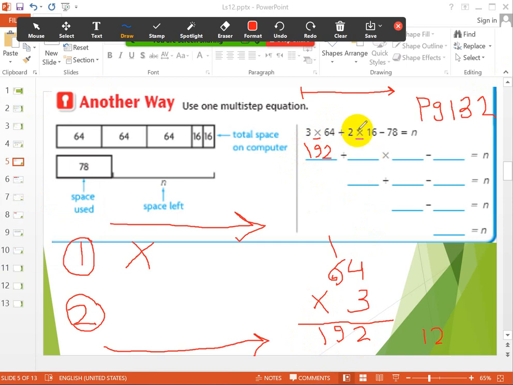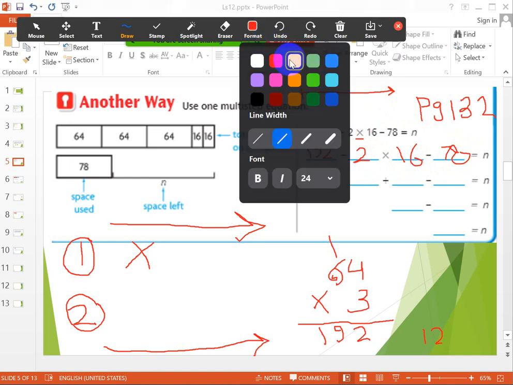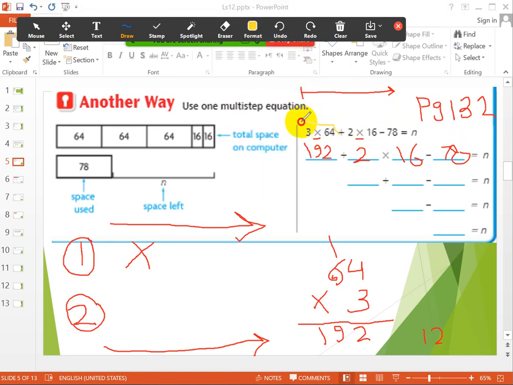For the next numbers, I will write them as they are: 2 multiply 16 minus 78. So what do I have to start with first? I started with 3 multiply 64. I found the answer for this multiplication, the first operation here. Also, I have to continue. Do I have any more multiplication? Yes, look, I also have 2 multiply 16.